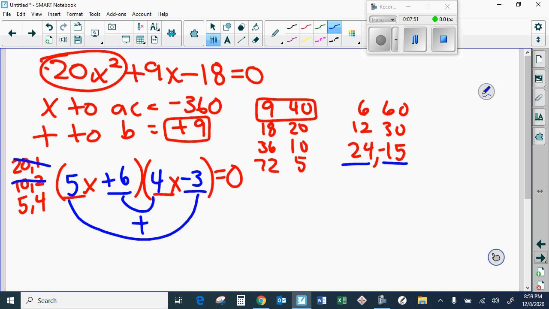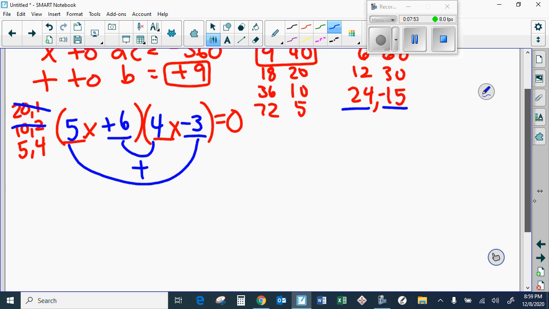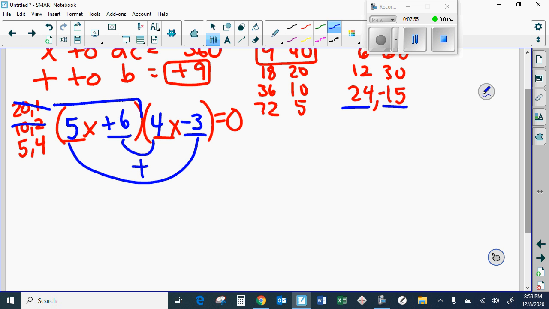So now I go ahead, since I'm solving it, I set each factor, remember these are called factors, each quantity here is called a factor. Those are factors. You gotta know your terminology. Set each factor equal to 0.